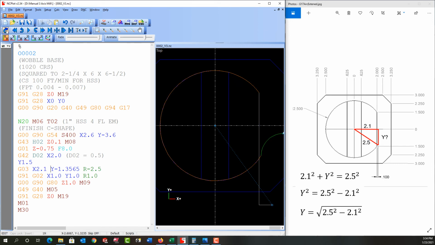I'll refresh that plot, and we can see the cutter continues 100 thou off, and then my incremental arc off is still good.